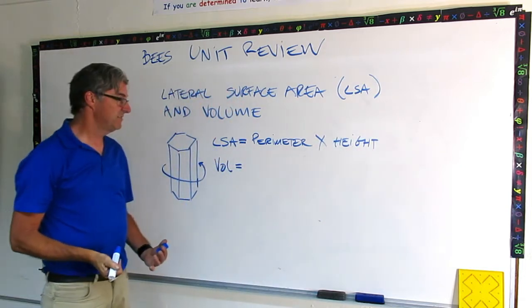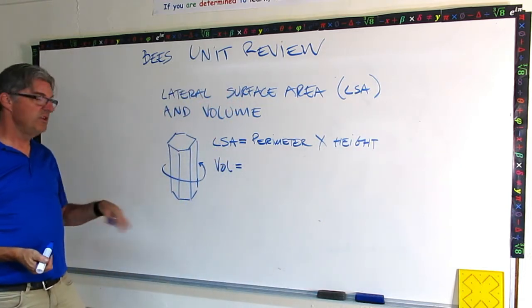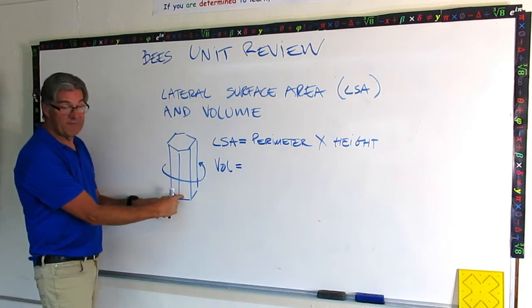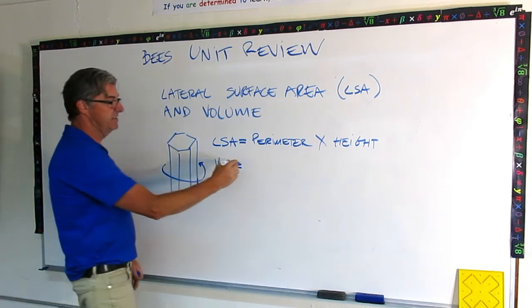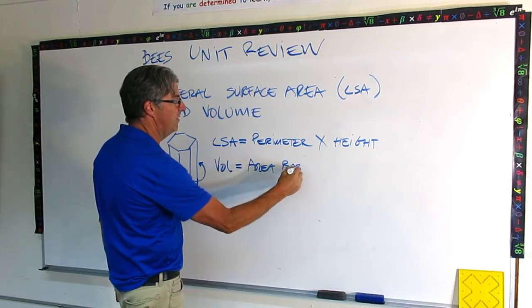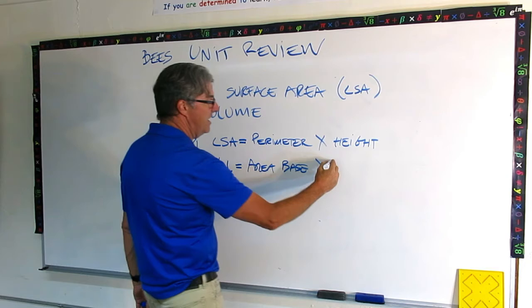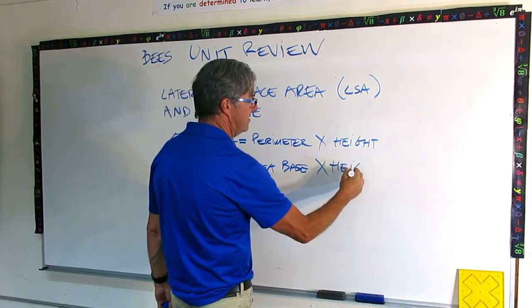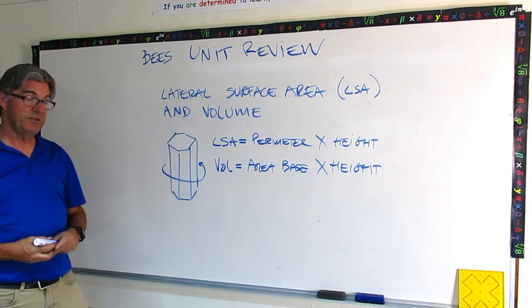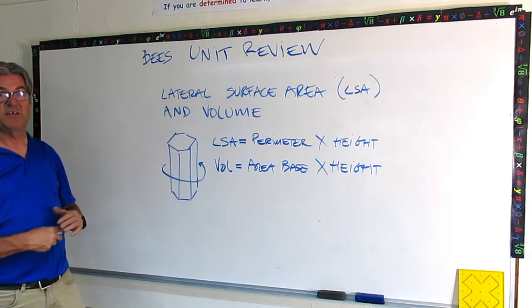That's all that is. Then we did volume of prisms. And we had a special formula for that. That's just the area of the base times the height. So area, base, times height. And that's how we could get the volume of the prism. And I guarantee you there will be some problems that will have you do these calculations on the test.